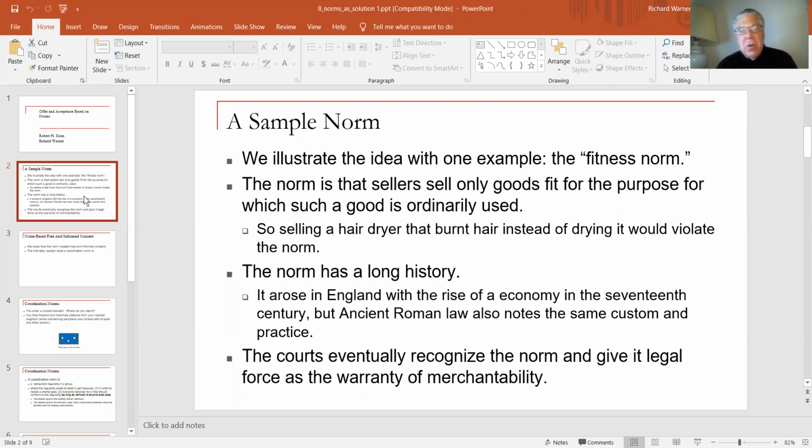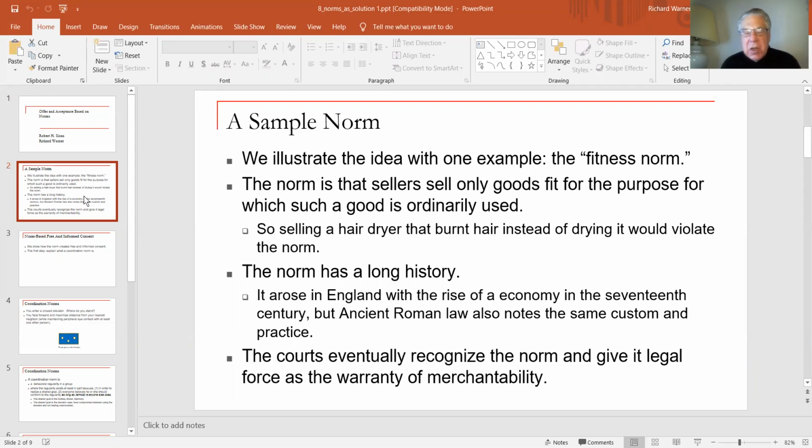Interestingly, this norm actually has a very long history. We see it in more modern history with the rise of market economies in England. You see the rise of this norm. It becomes the custom and practice in the marketplace, a norm, to offer products, that sellers only sell products fit for the purpose for which they're ordinarily used. But if you go back into ancient Roman law, ancient Roman law notices the same custom and practice, the same norm. And eventually in the common law, this norm gets recognized and given legal force as the warranty of merchantability.